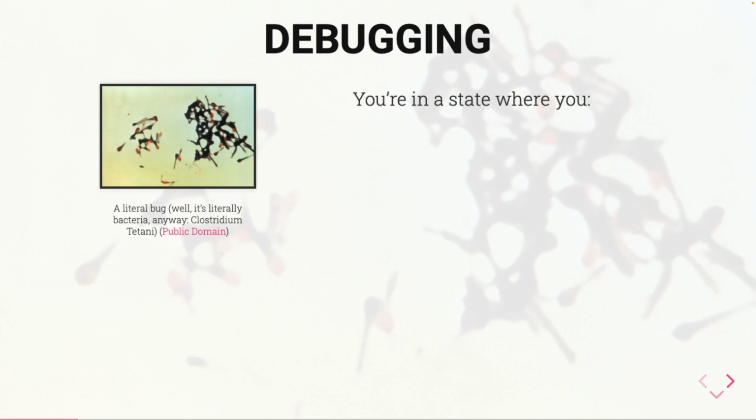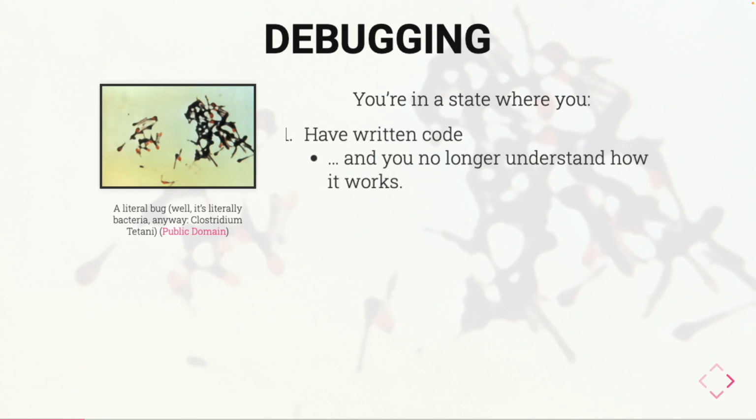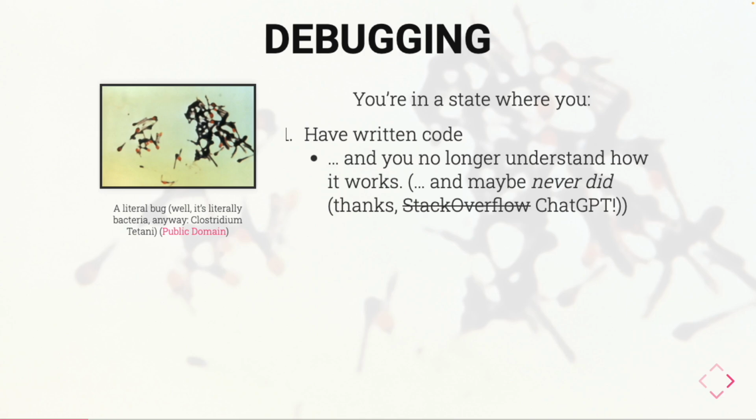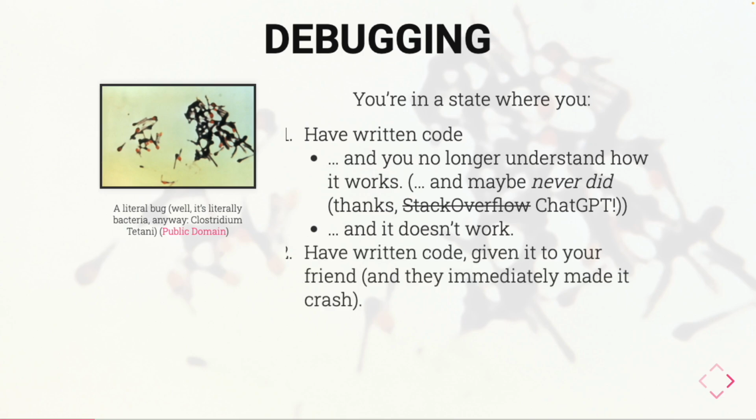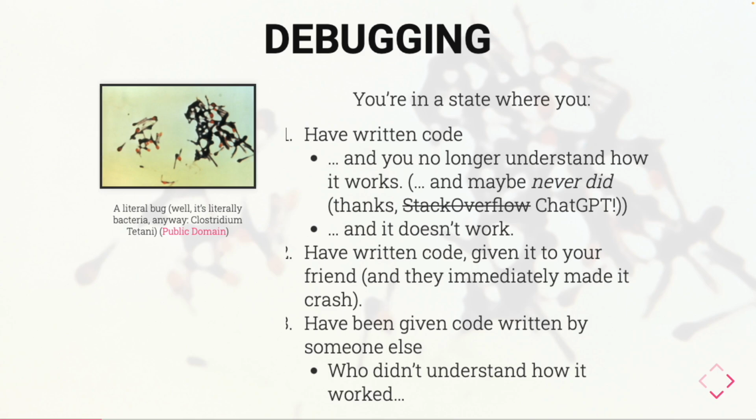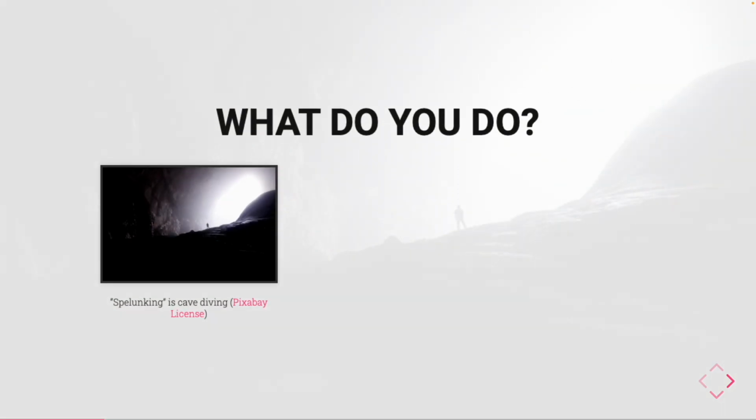So, debugging. If you haven't been in this state before, now you've probably been here. So you've written code and you have no idea how it works, and maybe you never knew how it works, and it doesn't work. Or maybe you've written code and given it to a friend to test. In this case, don't give them the actual code, compile it first for them. Academic honesty is important. And then it immediately crashes. Or maybe you've been given code by someone else, and it also immediately crashes. They don't understand how it works. So you've got to do some debugging.